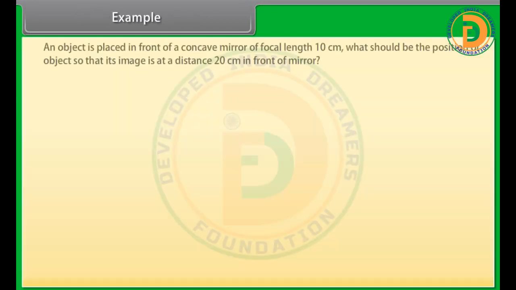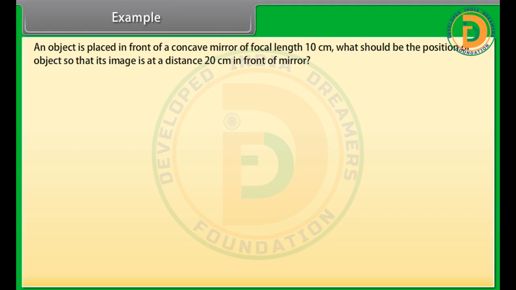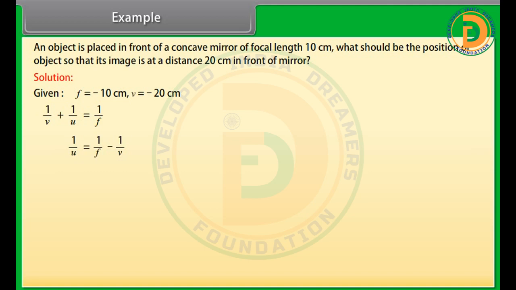Example: an object is placed in front of a concave mirror of focal length 10 centimeters. What should be the position of the object so that its image is at a distance of 20 centimeters in front of the mirror? Solution: given f is equal to minus 10 centimeters, v is equal to minus 20 centimeters. 1 by v plus 1 by u is equal to 1 by f. 1 by u is equal to 1 by f minus 1 by v. 1 by u is equal to 1 by minus 10 minus 1 by minus 20.